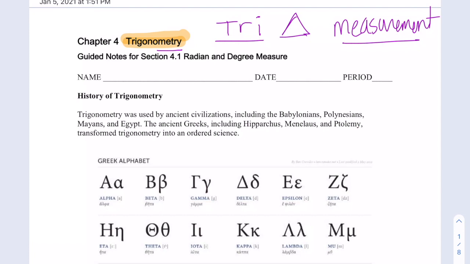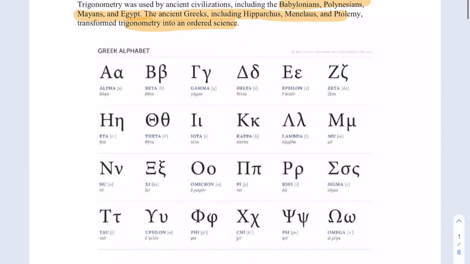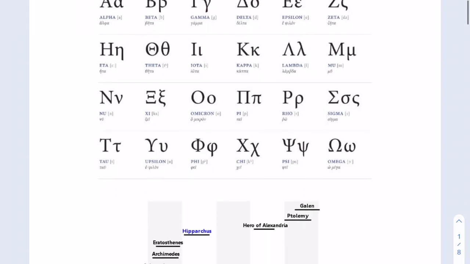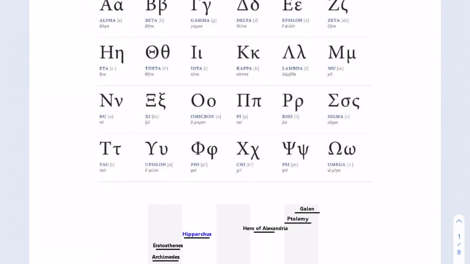And the scope of trigonometry goes well beyond triangles, and many civilizations have used it, including the Babylonians, the Polynesians, the Mayans, and the Egyptians. But it's really credited to the Greek civilization, because they created something that we can read and follow, sort of an ordered science, and a textbook description and explanation of trigonometry. It was developed primarily with the Greek civilizations, and I put a couple of the Greek astronomers and mathematicians down here.